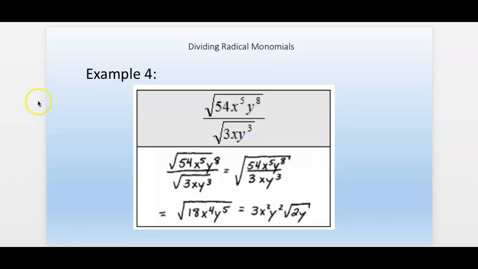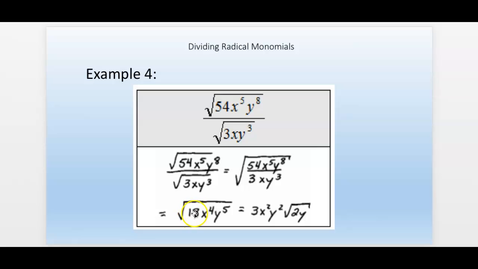All right, example 4 is a little harder. Again, we have a numerator and a denominator with two separate radical signs. But we can put them under the same radical sign. And 54 divided by 3 here is 18. And the nice thing about it, it eliminates the entire denominator again. There's 5 x's on top and 1 on the bottom, so when you subtract, you have 4 left up top. There's 8 y's up top here and 3 on the bottom. 8 minus 3 is 5. So we end up with 5 y's underneath this radical sign.